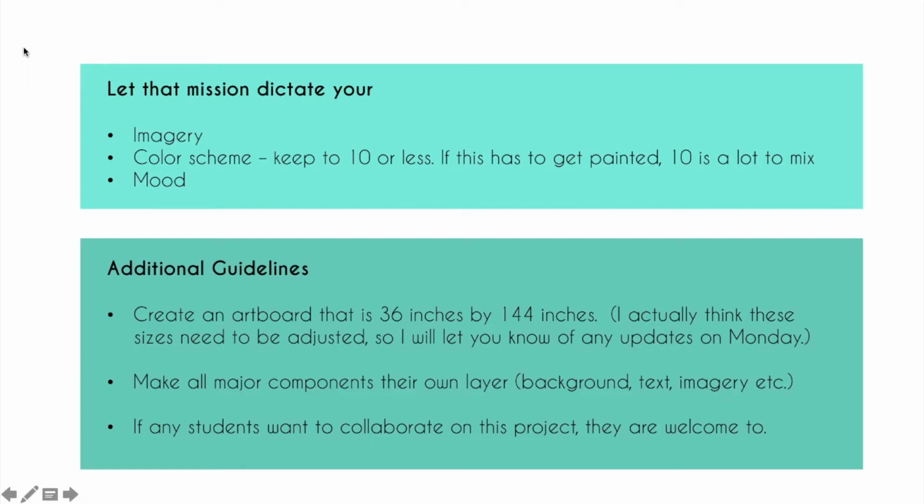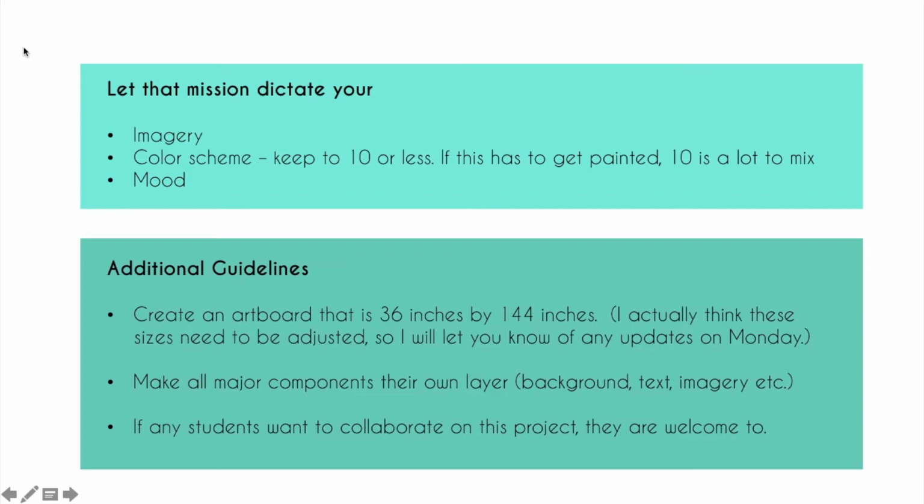And once you have your mission, go ahead and let that dictate your imagery and your color scheme and your mood. Now, really, imagery plus color scheme usually equals your mood, but you want to make sure that they're all jiving together. And as far as your color scheme goes, you want to keep it to 10 or less, because if this has to get painted, 10 is a lot of colors to mix. And hopefully we'll find out soon if we have the budget for a vinyl sticker or for painting.